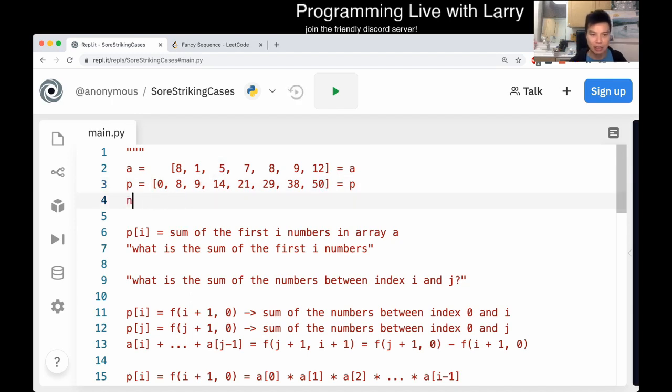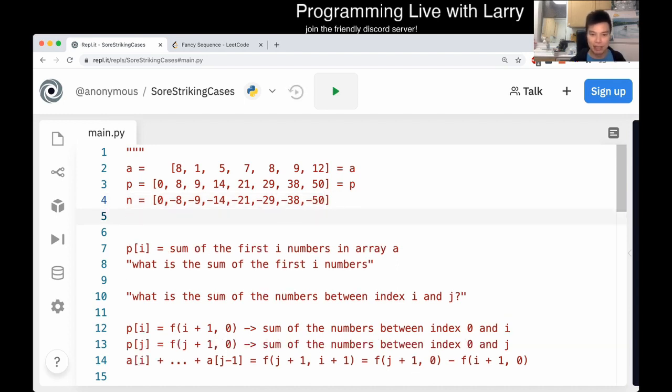Let's just say n is equal to, let's start at 50, and then this should be 0, -8, -9, -14, basically the negative of these numbers, right? And what am I doing here? Well, these are reference points from 50, the last digit, right?